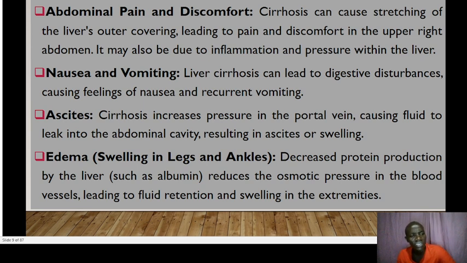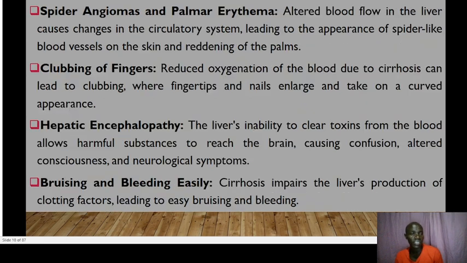What about ascites? Well, cirrhosis will increase the pressure in the portal vein, and this normally causes fluid to leak into the abdominal cavity. And when this happens, it normally results into ascites and swelling. What about edema, especially swelling in the legs and ankles? Well, decreased protein production by the liver, especially albumin, leading to hypoalbuminemia, normally reduces the osmotic pressure in the blood vessels, and this leads to fluid retention and swelling in the extremities.